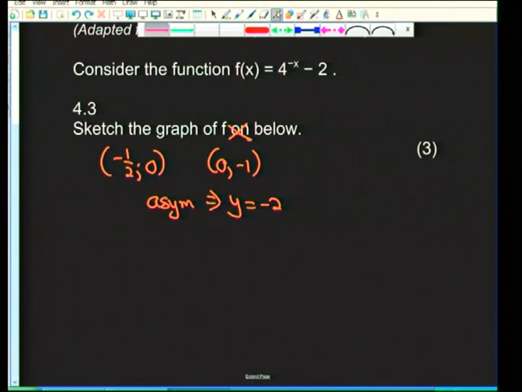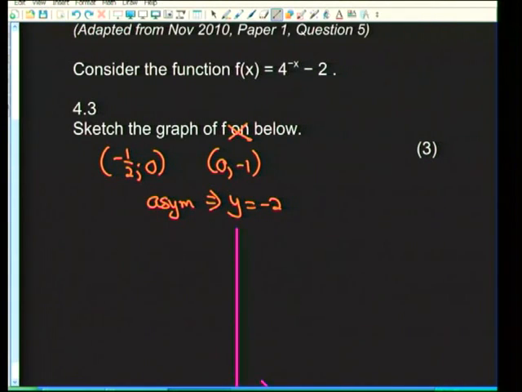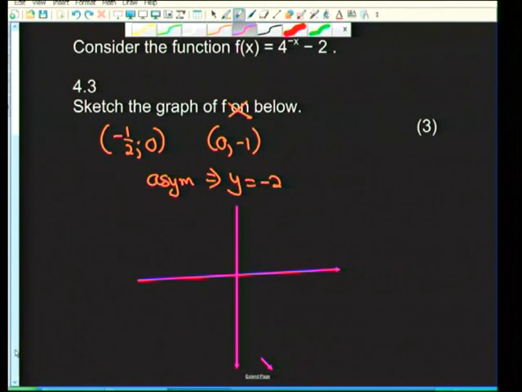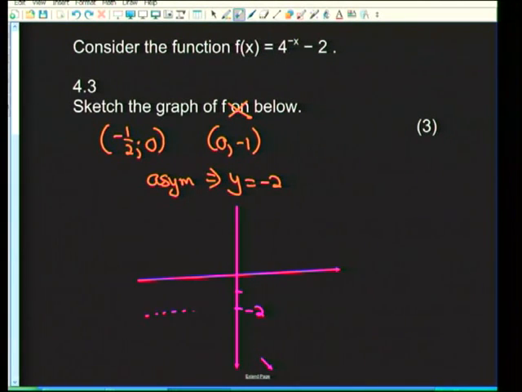So let's put in an axis, and I'm going to try and be good and put in a nice axis, straight lines for a change. Okay, and we are going to draw it, so let's just get hold of a pen. We know that we have an asymptote at minus 2, so let's put it in. Here it is. We have minus a half, 0. There's a 1, so let's make that minus a half. And we have 0, negative 1, which is here.